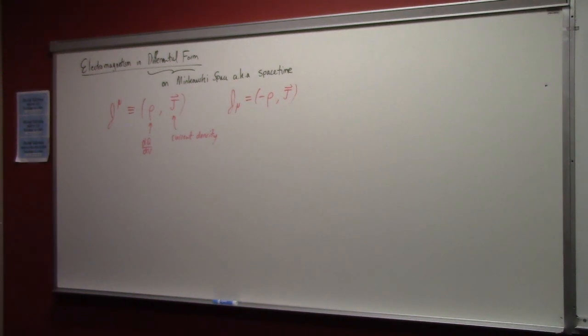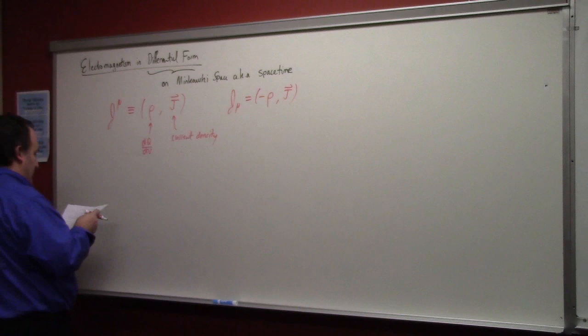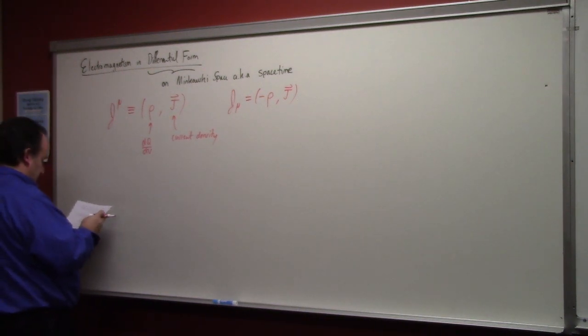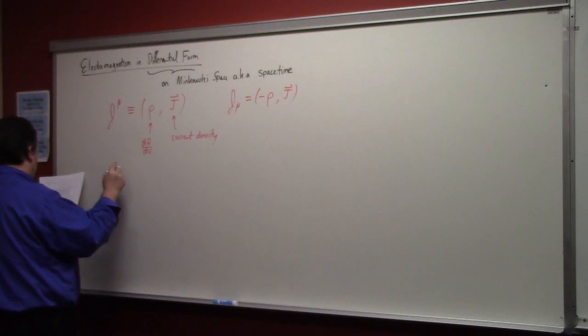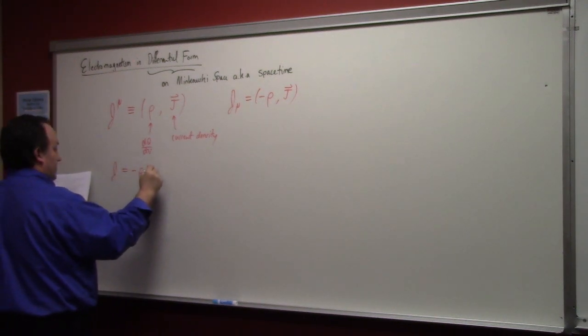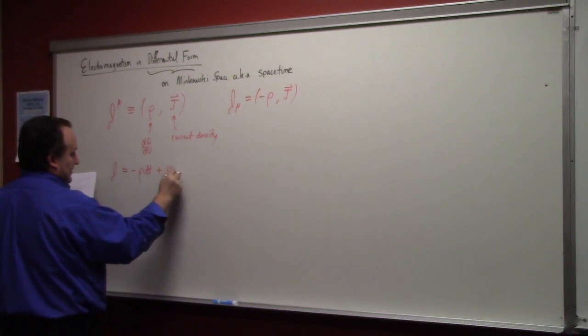Now, getting to the point here, we can define a current one form, J, as minus rho dt plus the work form of the current density.